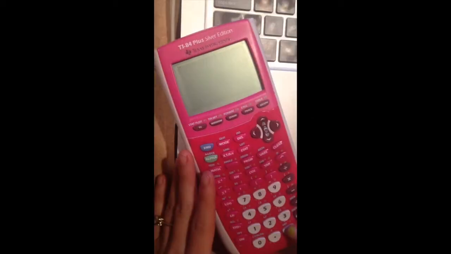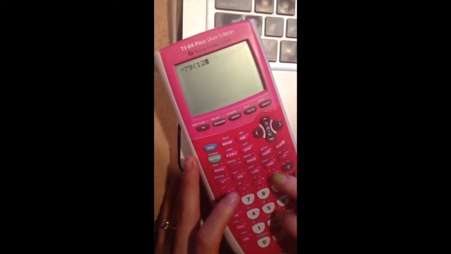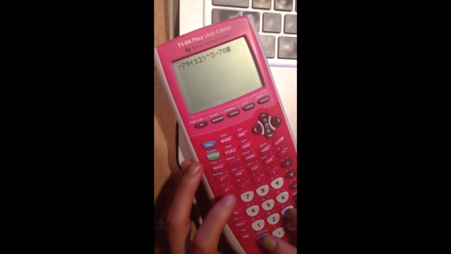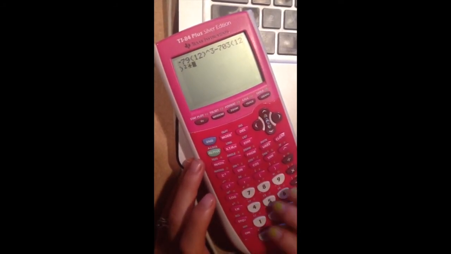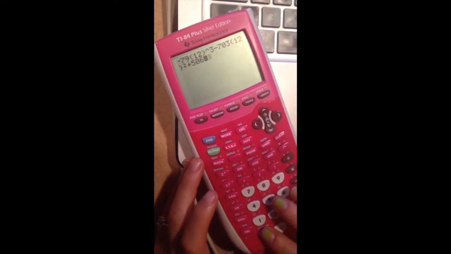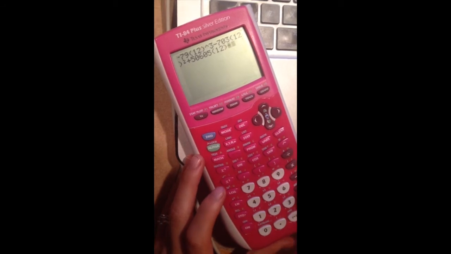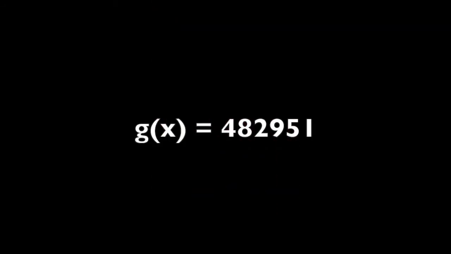For the second part, it says use g of x to find the cumulative number of AIDS deaths in 2002. So we're going to plug in 12, since 2002 is 12 years from 1990, into every x in the g of x equation. And after we do that in the calculator, you're going to end up with 482,951 cumulative number of AIDS deaths in 2002.